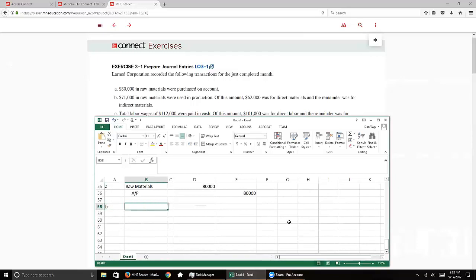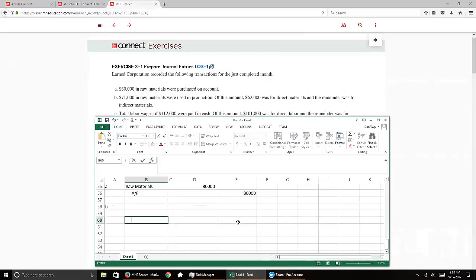Now B said 71,000 in raw materials were used in production. Of that, 62,000 was for direct materials and the rest was for indirect materials. So I'm actually going to start with the very last part of this entry, and it's the first part of the text here: 71,000 in raw materials were used in production.